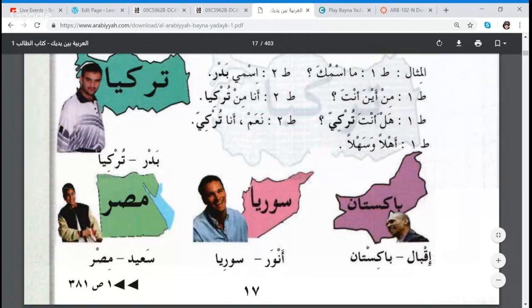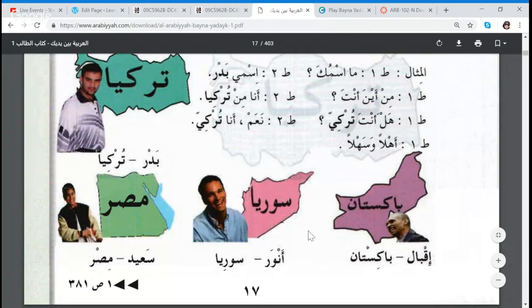Okay. Let's see. Ma ismuka? Ismi Iqbal. Oh, am I just doing the one side here? Yeah. So you'll be student one this time. Min aina anta? Ana min Pakistan. Hal anta Turkey. Well, I'm from Pakistan, so you need to ask me if I'm Pakistani. Oh, okay. Hal anta Pakistani? Naam, ana Pakistani. Ahlan wa sahlan. Very good. Okay, next one.